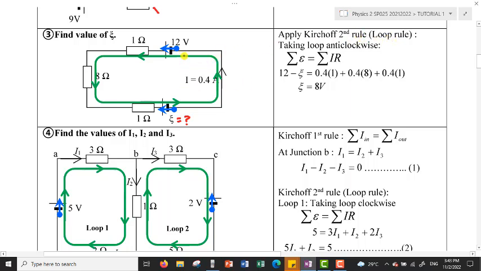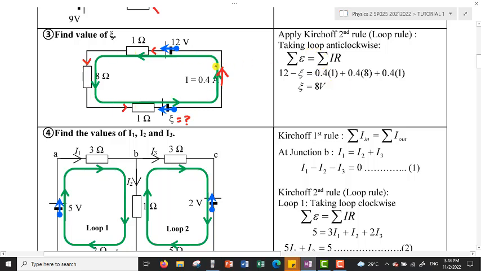Once again, I'm going to draw the direction of EMF for all the batteries that exist in the circuit loop. So for the 12-volt battery, this is the direction of the EMF, and this is the direction of the unknown EMF that we want to determine. And then the current that flows in the circuit is marked as 0.4 ampere, whereby the current will flow anti-clockwise in the circuit.